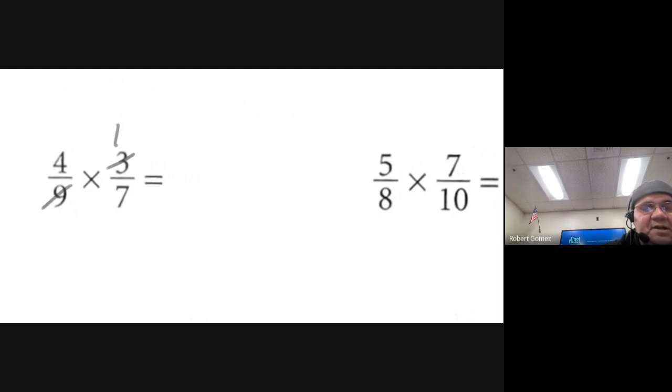So 3 divides into itself once. 3 divides into 9 3 times. So there we go. If we have 4 times 1, that's going to give us 4. And 3 times 7, that's going to give us 21. And we will not be able to reduce anymore. All right.